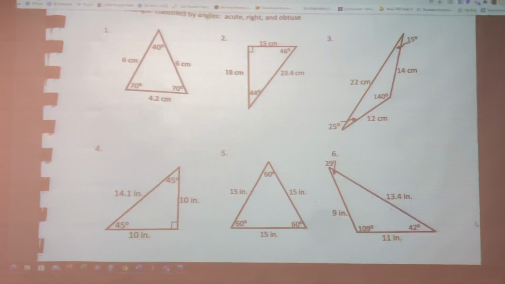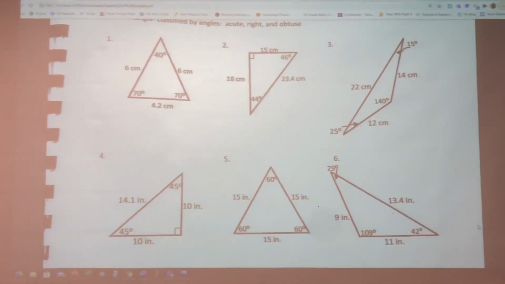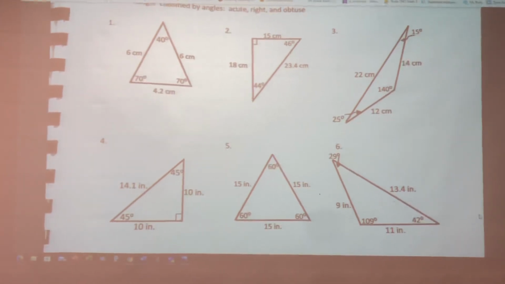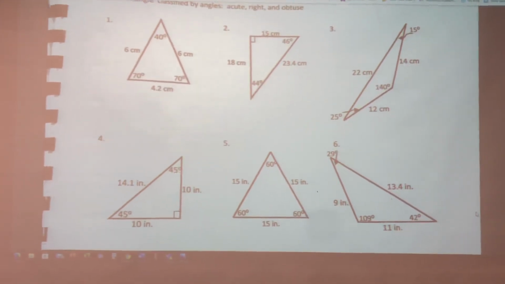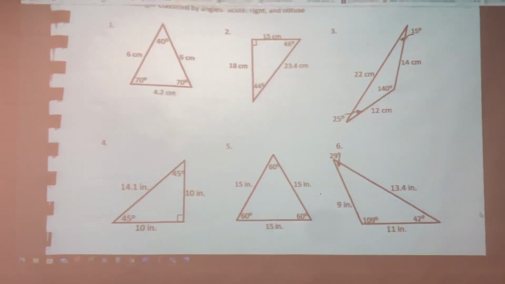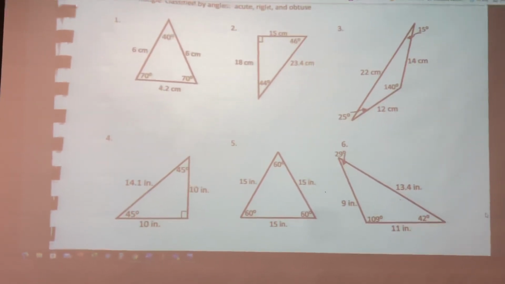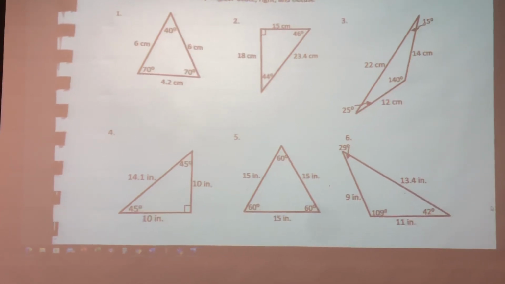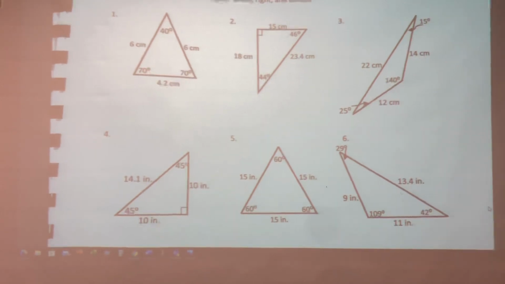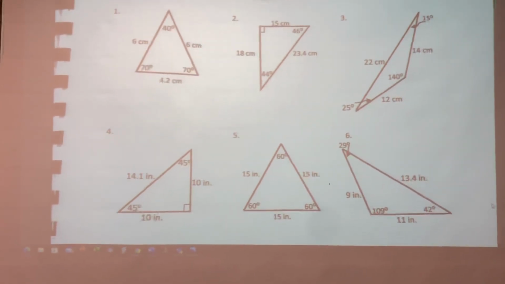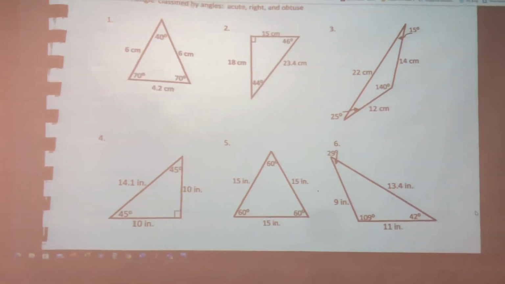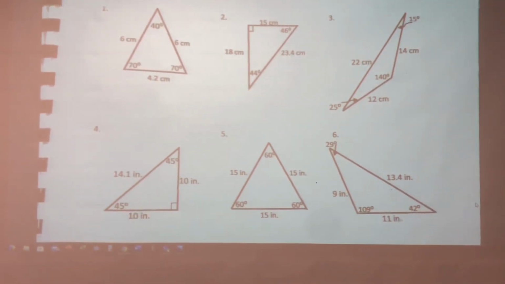Number 4. Layla, what would you call number 4? A right isosceles triangle. It is a right angle, and you can tell that by the little box in the bottom right-hand side. Tells you that that angle is 90 degrees. Isosceles, because 2 of the sides are 10 inches. And an isosceles triangle has 2 sides that are the same length. Number 5.